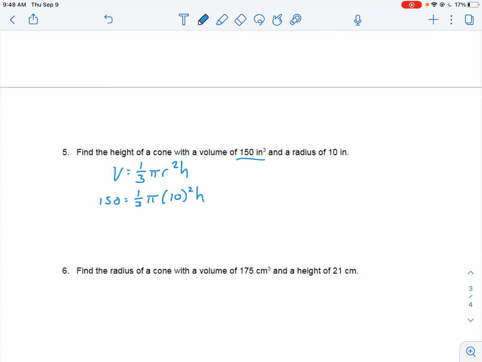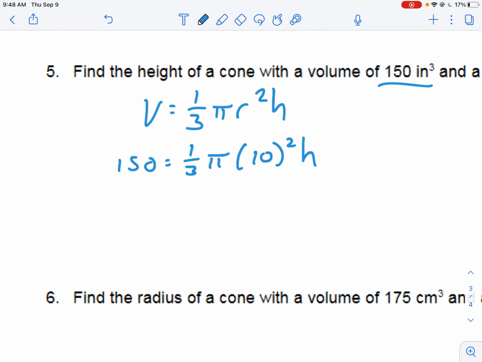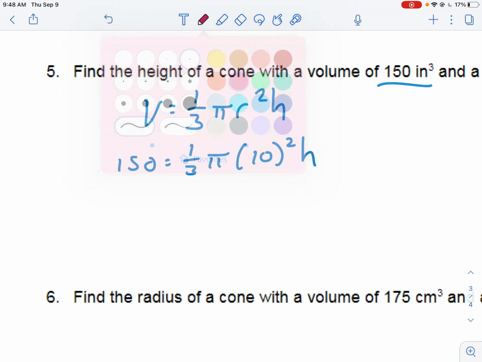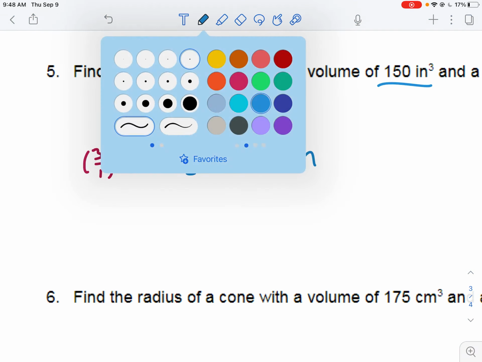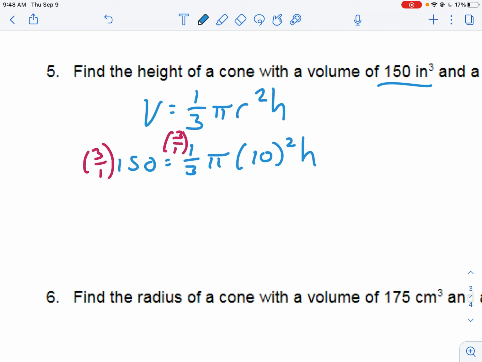Now, the easiest way to solve an equation with fractions is, instead of dividing by 1/3, I can multiply by its reciprocal. And hopefully you know the reciprocal of a fraction is simply the fraction flipped over. So on the left-hand side, I have 3/1, which is 3, times 150, and I know that's 450. The two fractions on the right cancel out. I'm going to clean up the pi and the 10 squared. 10 squared is 100 pi times h.